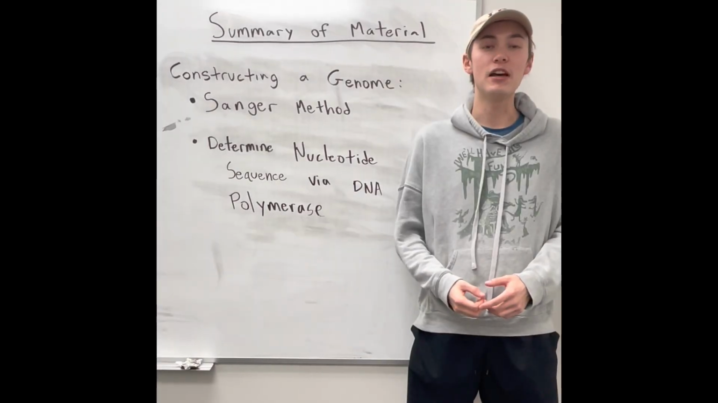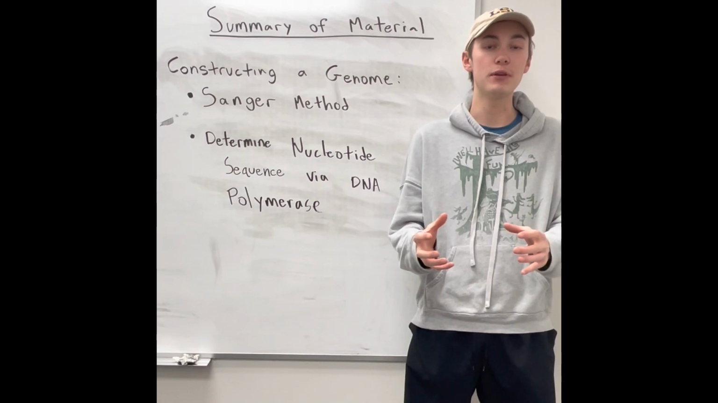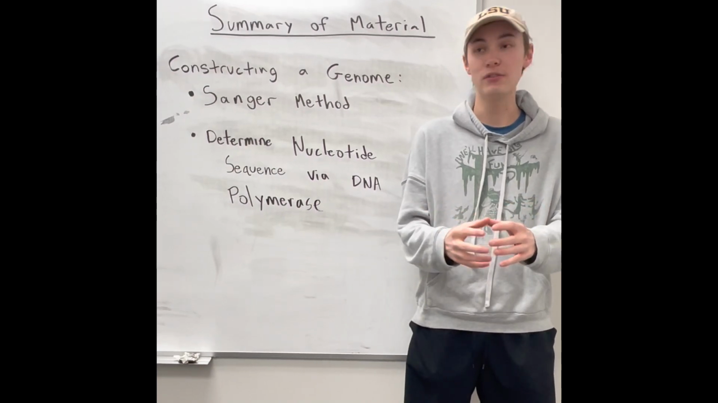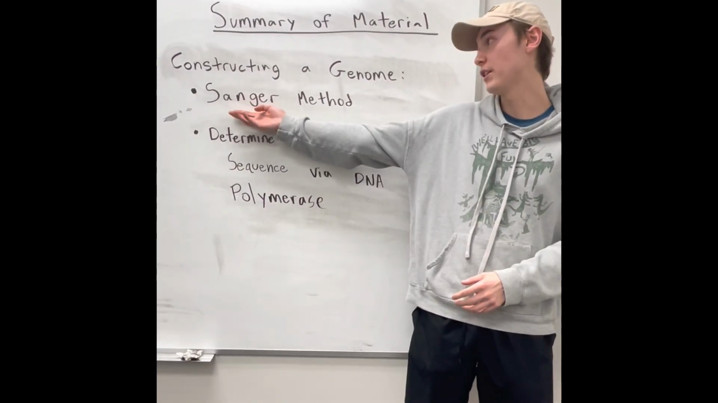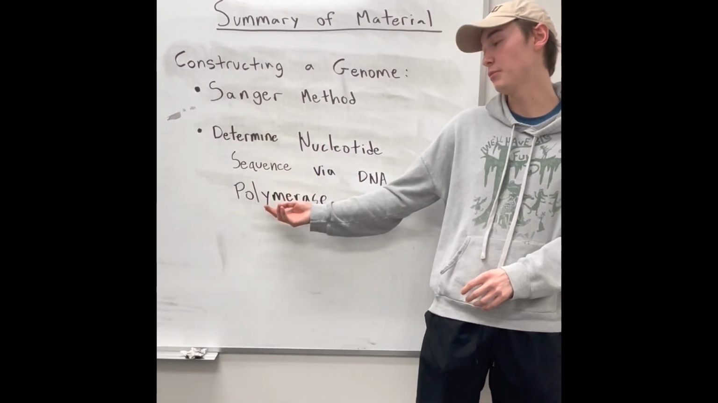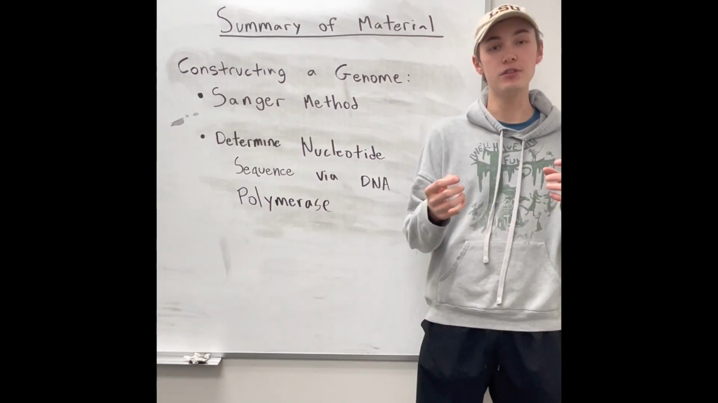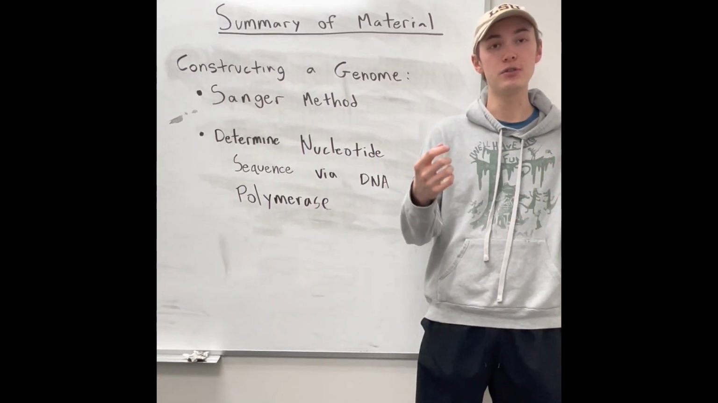So now that scientists have separated this Neanderthal DNA, how did they complete a full genome based off this separated DNA? They have done this through a method called the Sanger method, which determines the nucleotide sequence via a DNA polymerase. The DNA polymerase is just an enzyme that uses the old DNA as a template and creates new strands of DNA.